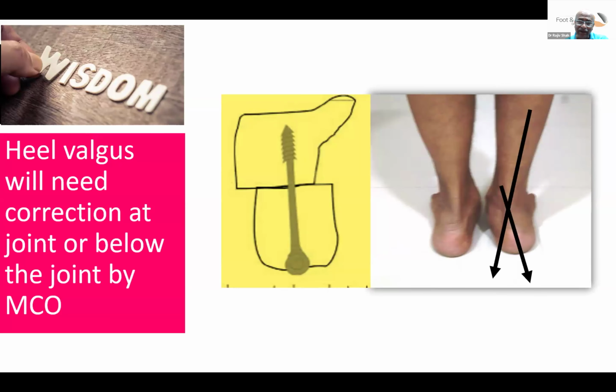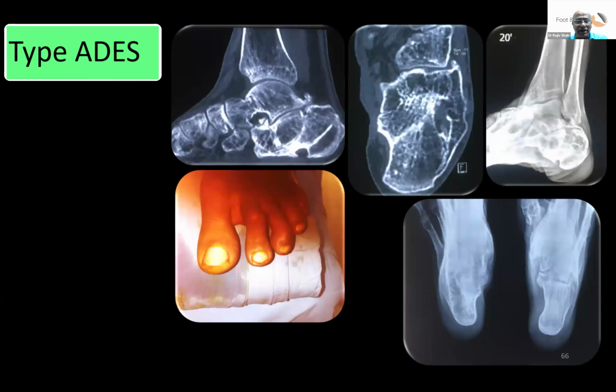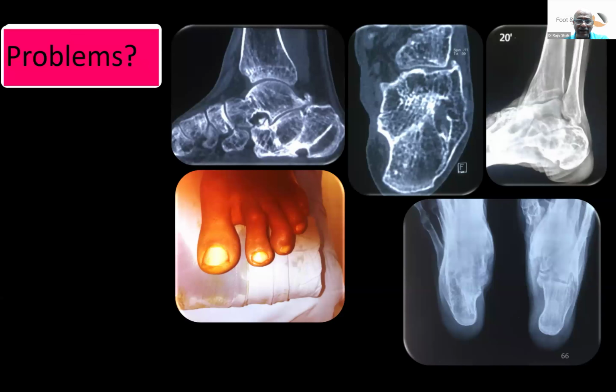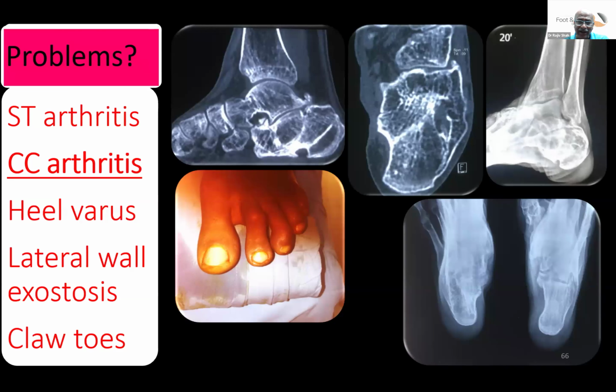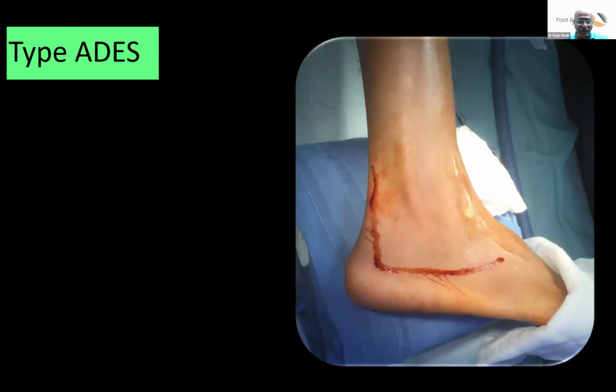Heel valgus might need correction at the joint by distraction, or below the joint by medial displacement calcaneal osteotomy. Another case was an ADES case, where you have arthritis, deformity, exostosis, and a soft tissue problem. The problems in this case were subtalar arthritis and calcaneocuboid arthritis. None of the classifications mention calcaneocuboid arthritis except Adain's classification. The heel was in varus, there was shortening of the heel, there was lateral wall exostosis, and there was clawing of the toes.